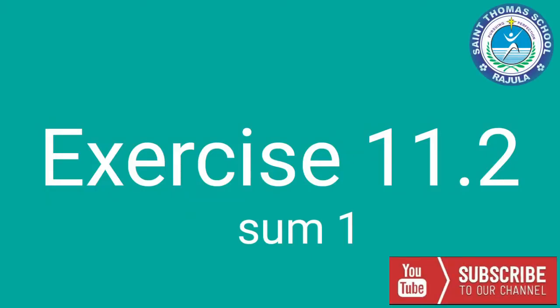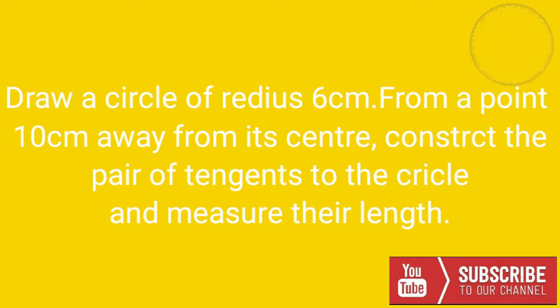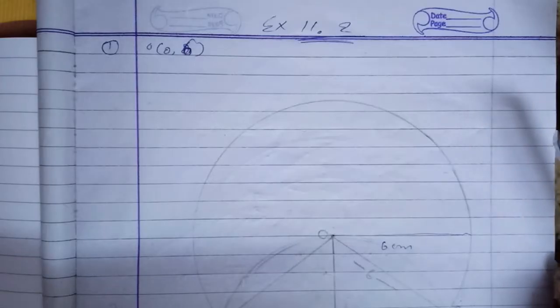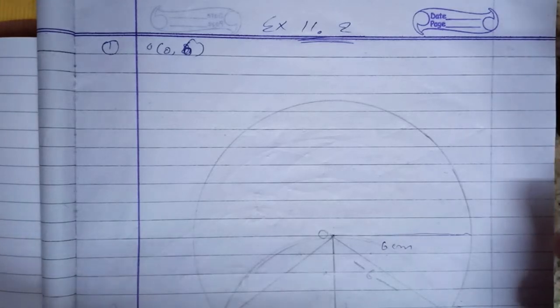Exercise number 11.2, sum number 1. Draw a circle of radius 6 cm. From a point 10 cm away from its center, construct the pair of tangents to the circle and measure them. Now, exercise 11.2, question number 1.